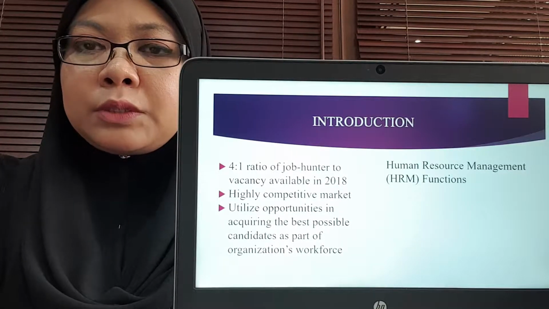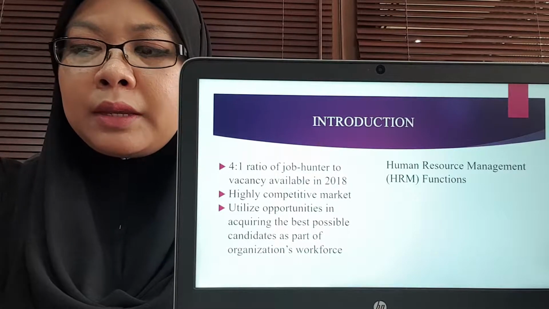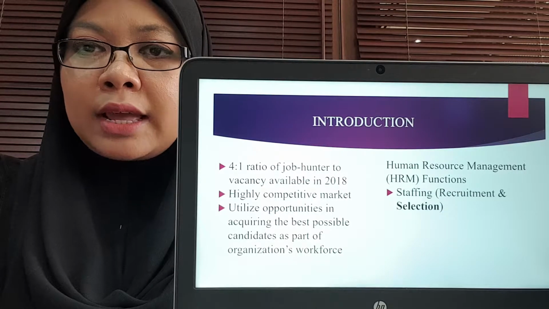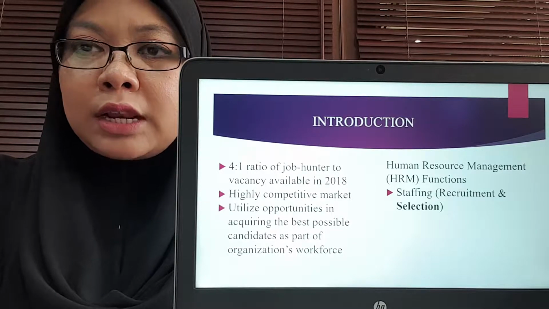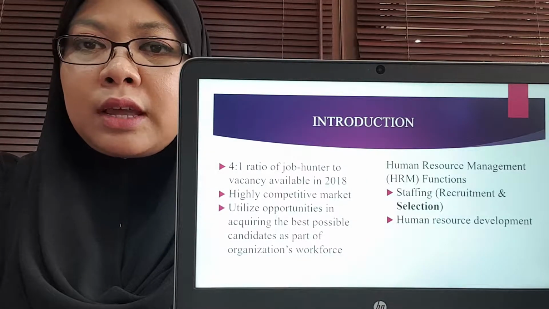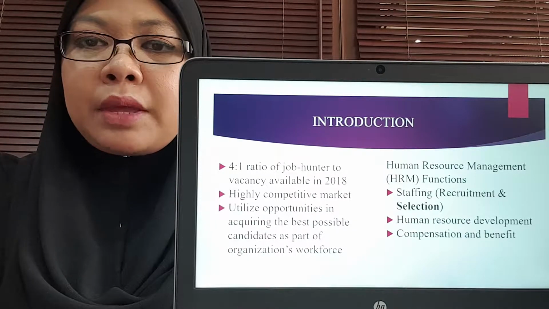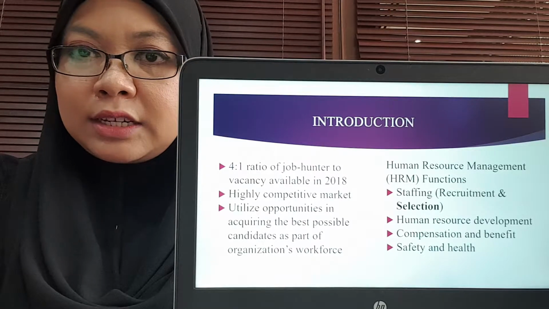This kind of responsibility is held by the Human Resource Management Department, which has a few functions such as staffing, recruitment and selection. We will go further into selection next. After that, human resource development, compensation and benefits, safety and health, and also work relations.